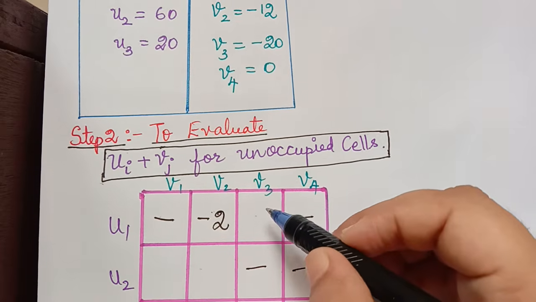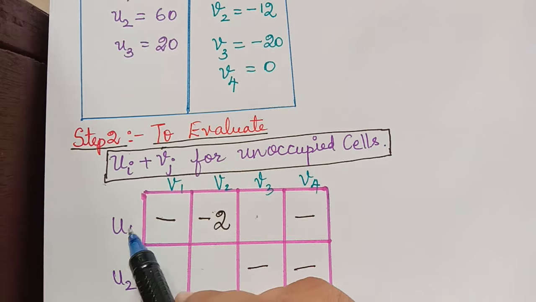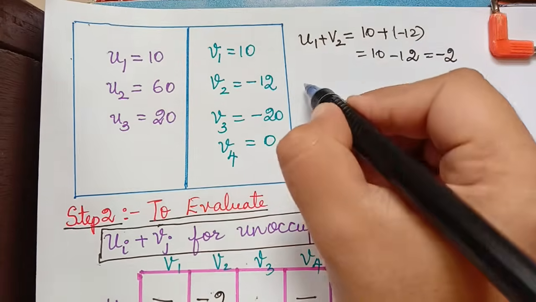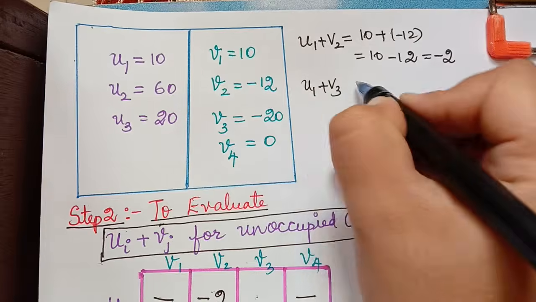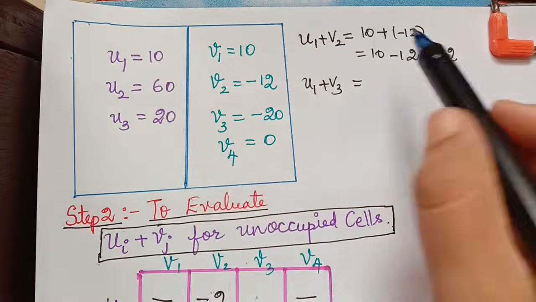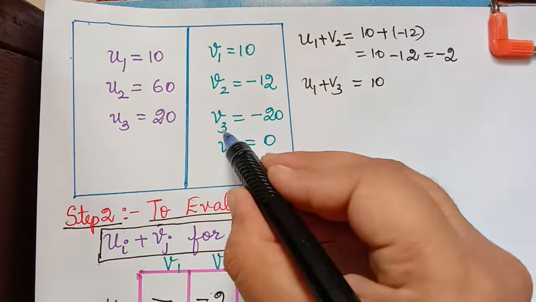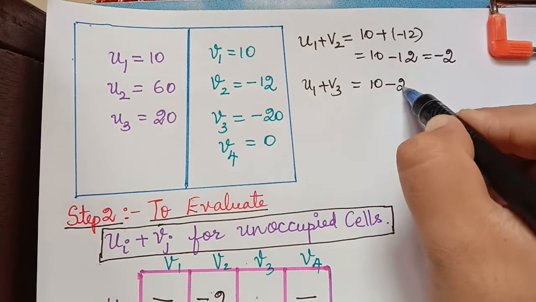Now next this cell is what? u1 plus v3. So we have to write u1 plus v3. But what is u1? It is 10. So 10. And what is v3? Minus 20. So minus 20.